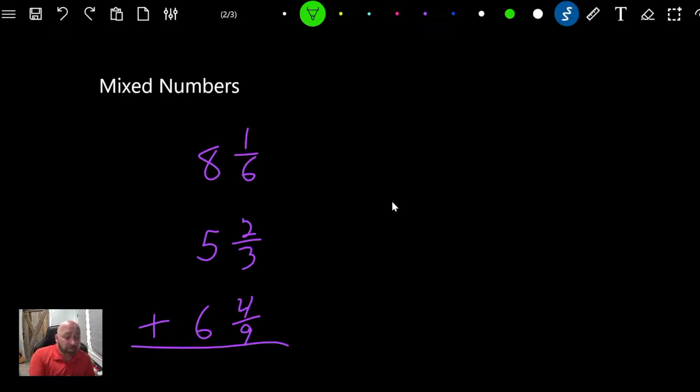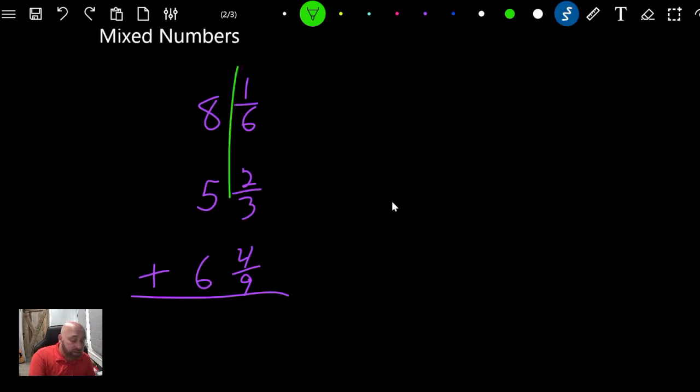A mixed number is when you have a whole number and a fraction next to each other. Nothing really changes here. What we want to do is almost separate these, where we have the whole numbers on one side and the fractions on the other side. So just separate them out in your mind. You don't have to draw a line right there, but you even can if you want to. It won't hurt the problem. It'll be fine. So we're going to add these together.